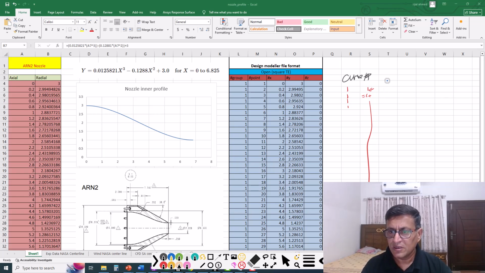And then we have the x coordinate, y coordinate, z coordinate. So x and y are already there, axial and radial, they are treated as x and y coordinates, but z is not there, so we have to put that ourselves as 0. Just drag the 0 and fill all these fields with a 0 value. So you can see here.